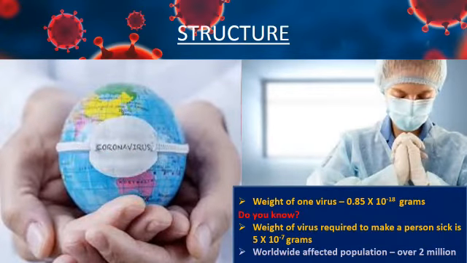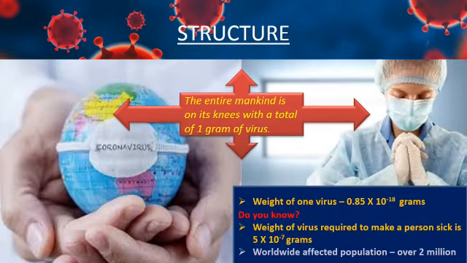Did you know that the weight of one virus is 0.85 times 10 raised to minus 18 grams? Did you also know that the total weight of the virus required to affect a human being is 5 times 10 raised to minus 7 grams? And as you all know, the average worldwide affected cases are 2 million. So just guess what would be the total weight of virus on Earth? It is merely just 1 gram, my friends. That means that the whole mankind is on its knees with just 1 gram of virus.